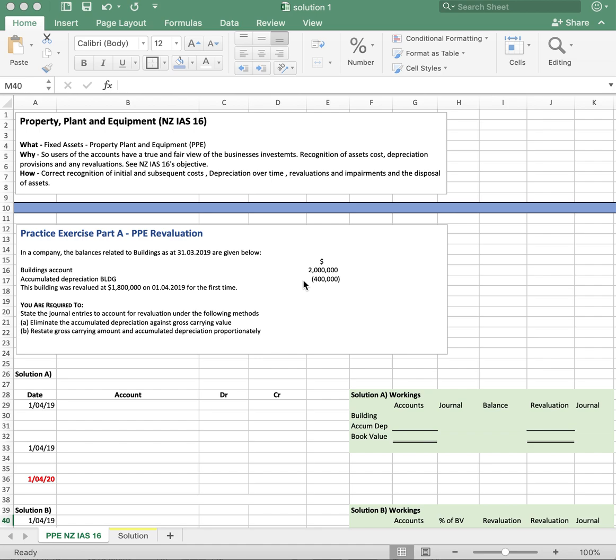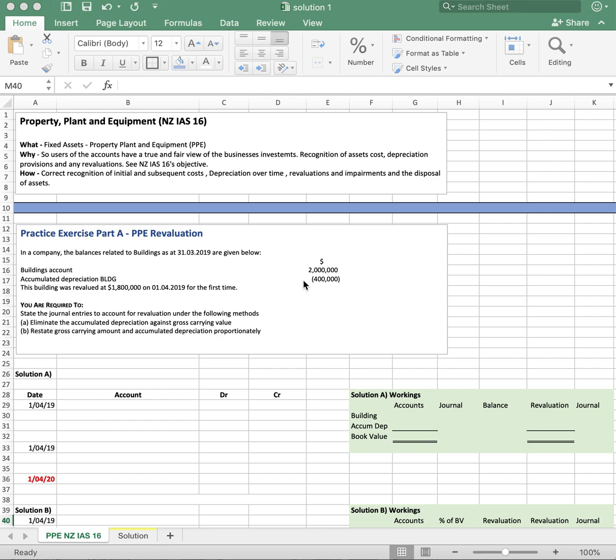So the key things are that the initial recognition of the asset's cost could include freight and installation, and even some borrowing costs if those borrowing costs are incurred during the installation, before the plant's actually in operation. You've covered depreciation previously, so that is just a provision. It's an estimate of what the asset is wearing away each year.